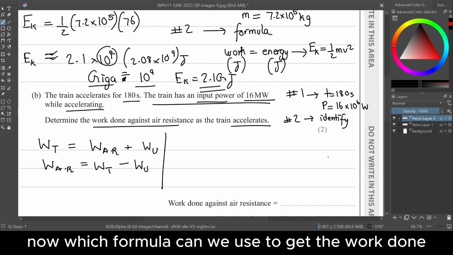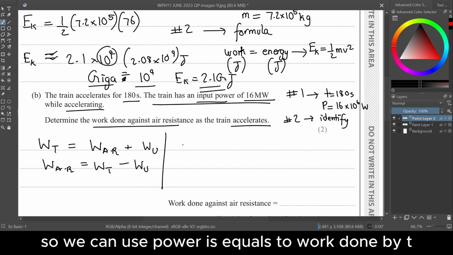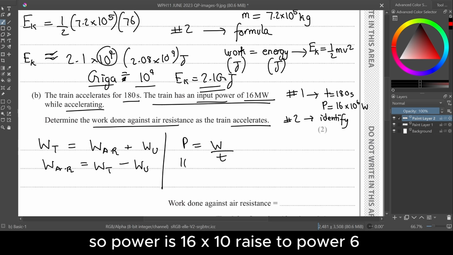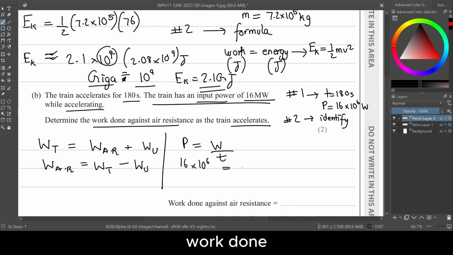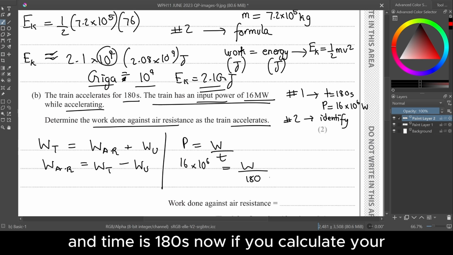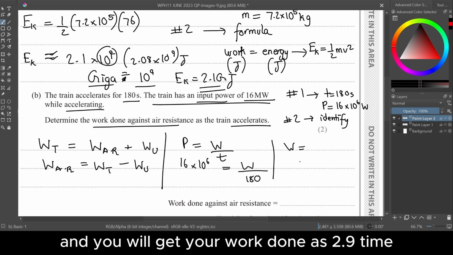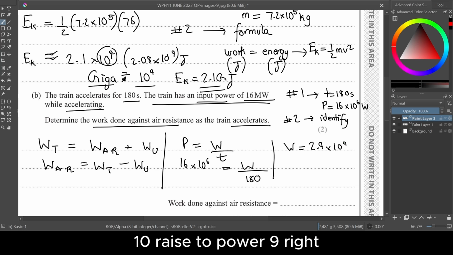Now, which formula can we use to get the work done? We can use power equals work done divided by T. So power is 16 times 10 to the power 6, work done is unknown, and time is 180 seconds. If you calculate this, you will get your work done as 2.9 times 10 raised to power 9. This is your total work done.